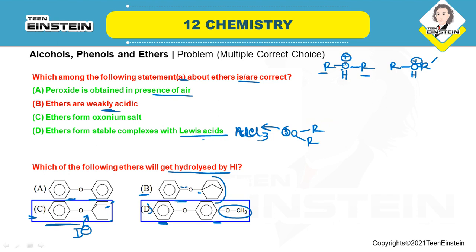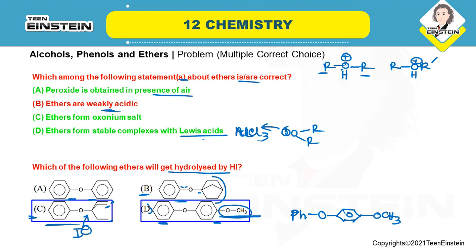And in this case, that is option D, which of the following ethers will get hydrolyzed by HI? So here at a first glance it seems that both sides there is benzene ring, but see, this OCH3 is also containing an ethyl linkage, right? So as if I write the molecule again, PhO, then OCH3.